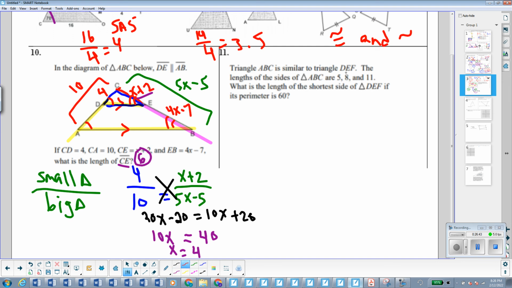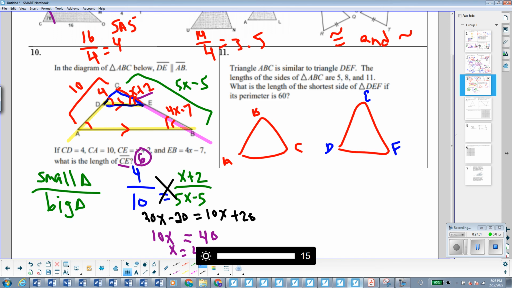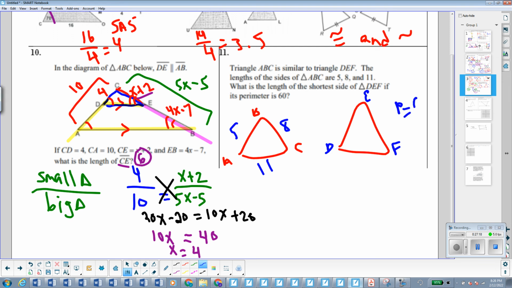Triangle ABC is similar to triangle DEF. When you don't see a diagram, the very first thing that you should do is draw your own. So we have triangle ABC, and we have triangle DEF. The lengths of the sides of ABC are 5, 8, and 11. I don't know which side's the smallest and which is the largest and which is in between, so I'm just labeling it however for now. It's asking us what the length of the shortest side of triangle DEF is if the perimeter is 60.